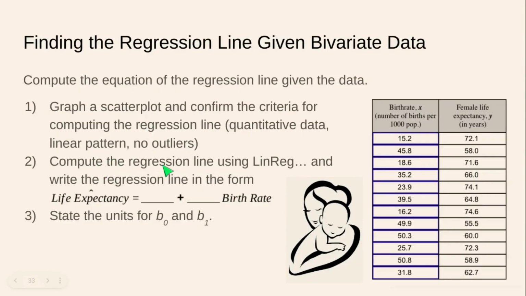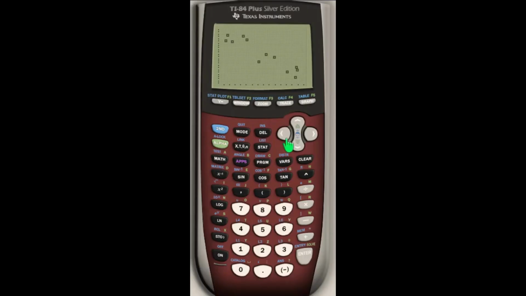We're going to compute the regression line using linreg, well, whatever you'd like. There are two options. I prefer to use linreg t-test. It's a good one-stop shop for all things linear regression. And then we're going to write the regression line in the form predicted life expectancy equals blah, blah, blah, birth rate. Let's have at it.